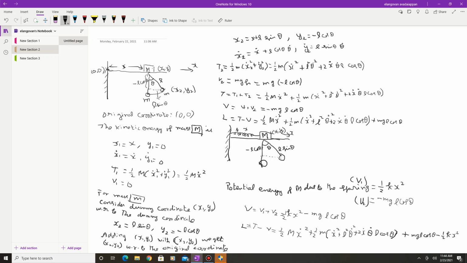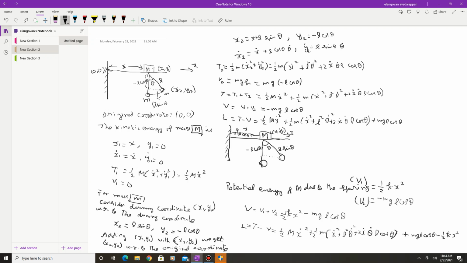Now the Lagrangian of the problem, L is equal to T minus V. T we have already calculated: half M x dot square plus half m into x dot square plus L square theta dot square plus 2 x dot theta dot L cos theta. Now here the potential energy gives plus mgL cos theta minus half kx square. So this is the Lagrangian of the system.